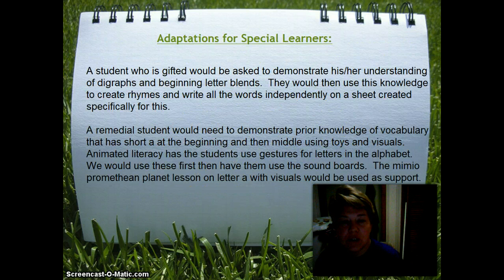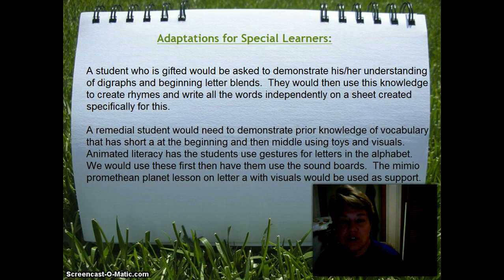Adaptations for special learners that I've created: for gifted students, being able to segment and blend words with consonant digraphs and beginning letter blends. That's a little more difficult. They're going to be able to use this to create rhymes and write all the words independently on a sheet created specifically for them. A remedial student would need to demonstrate more prior knowledge of vocabulary of Short A words that begin and even with that have the Short A sound in the middle by using toys and visuals.